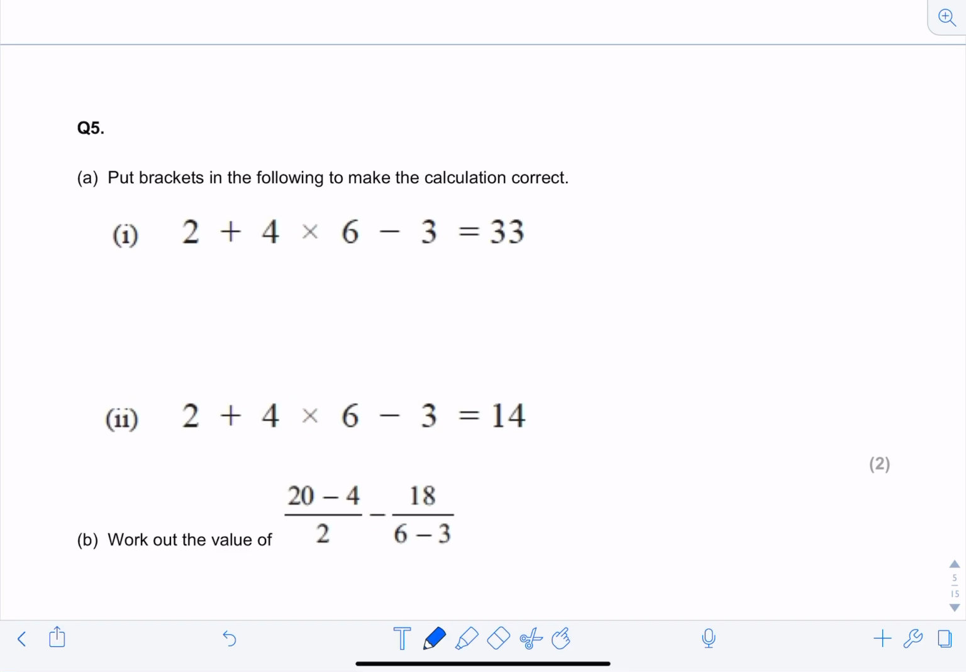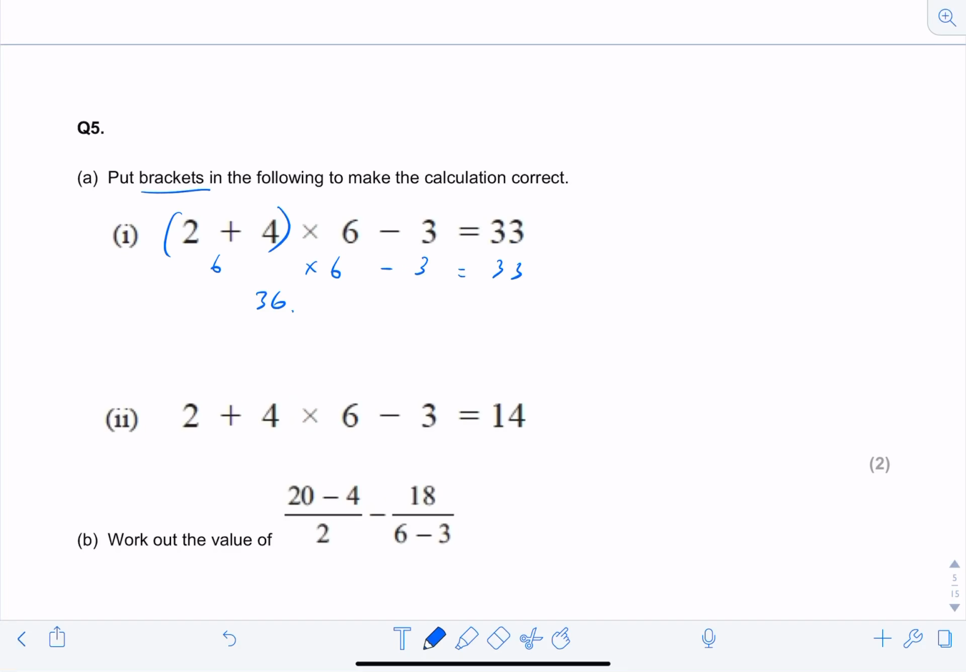Put brackets in the following to make the calculation correct. Okay, I think this is going to be a bit of trial and error, really. I know that 2 plus 4 times 6 minus 3 equals 33, because that there is 36. It's about seeing, I think this is just a bit of trial and error. If it says put brackets, though, you're going to have to put brackets in there somewhere.